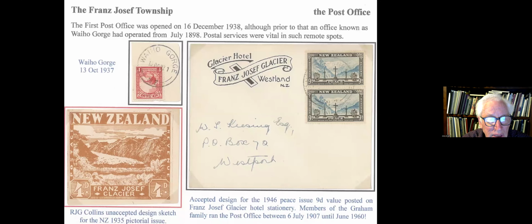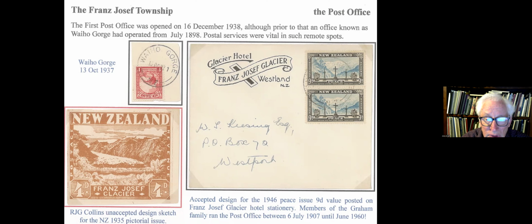Postal services. So we had postal services. This is stamped with Y-Ho Gorge, which was the name of Franz Josef. Down here is an unaccepted design sketch by Ray Collins for the 1935 pictorial issue of New Zealand. Jack will know about that because it's part of your time period, isn't it, Jack? Yes. And then an envelope with Franz Josef written on it.